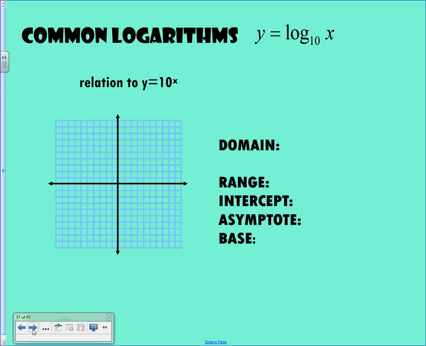The first thing we'll do is look at the common logarithms, and the common logarithm equation is y equals log base 10 of x. If you are going to graph that in your calculator, y equals log base 10 of x looks like this. It is the inverse of an exponential. Remember, all of our exponential graphs looked like this. So the relationship is that it's the inverse of y equals 10 to the x.